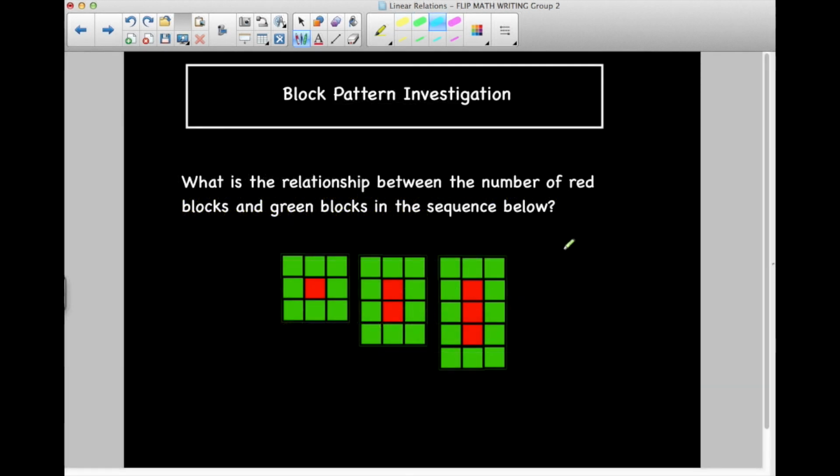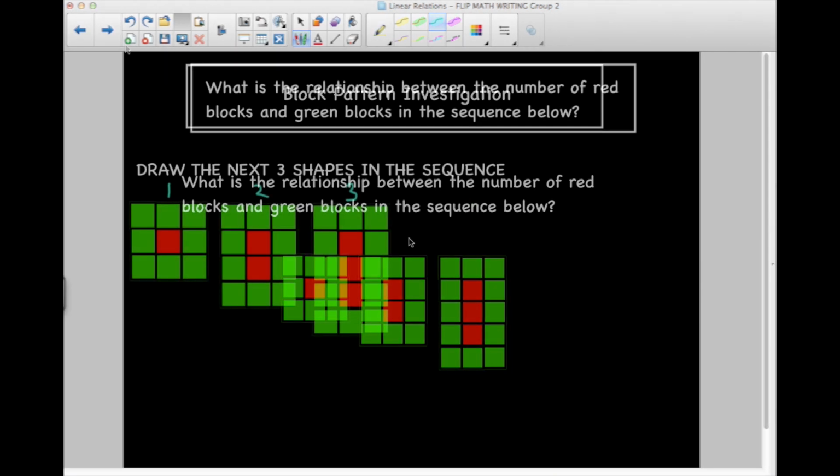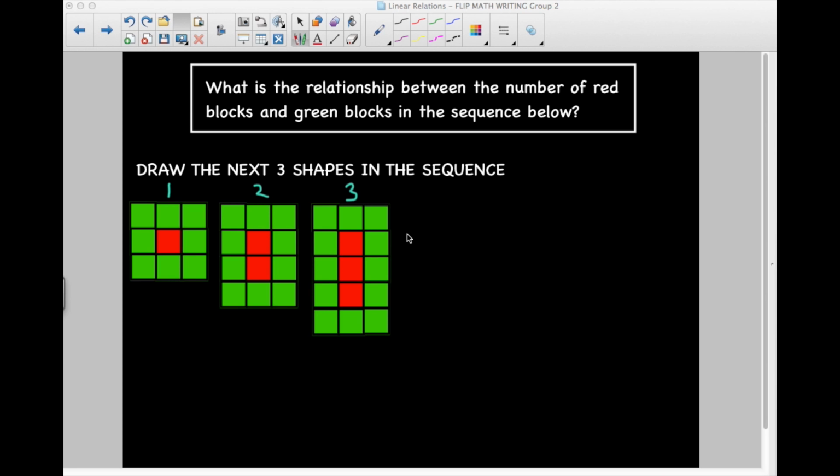Now it's time to begin our block pattern investigation. Given this sequence of three shapes, what is the relation between the number of red blocks and the number of green blocks in the sequence below? So how do we begin to think about this problem? I would like you to take the time to try and draw the next three shapes in the sequence. I want you to draw shape number 4, shape number 5, and shape number 6. And while you're doing this, think about the number of red blocks and the number of green blocks that you may or may not be adding to each shape as you progress.